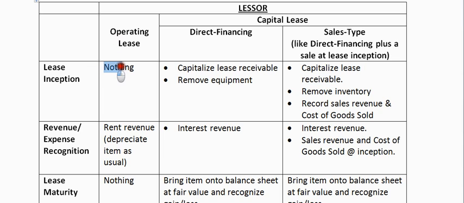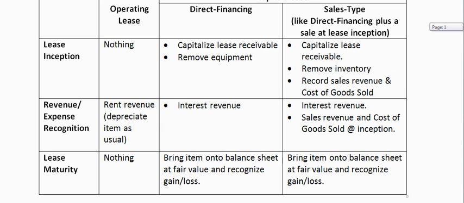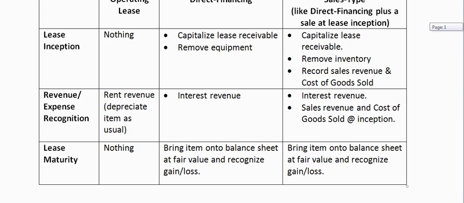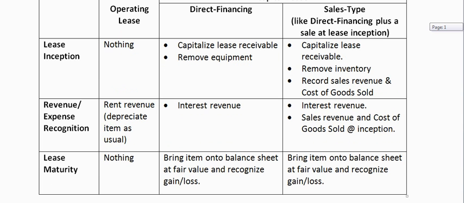Under an operating lease, you don't do anything at lease inception. You're going to recognize rent revenue. You depreciate the item as normal because that's not particular to lease accounting, we're not going to cover the depreciation if it's an operating lease. And at lease maturity, there's nothing to do.